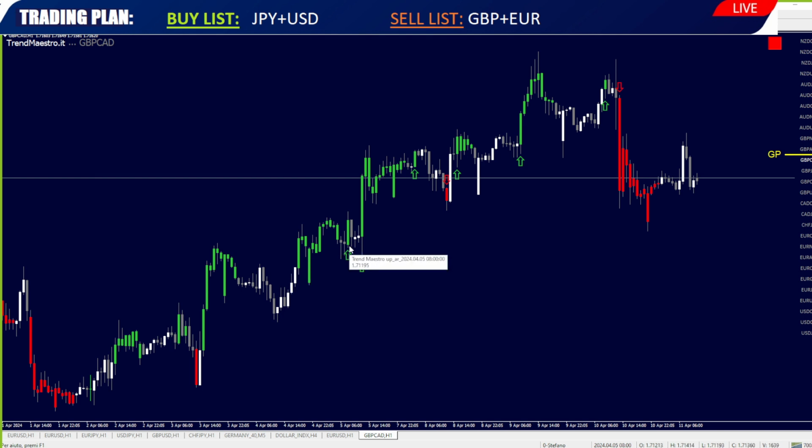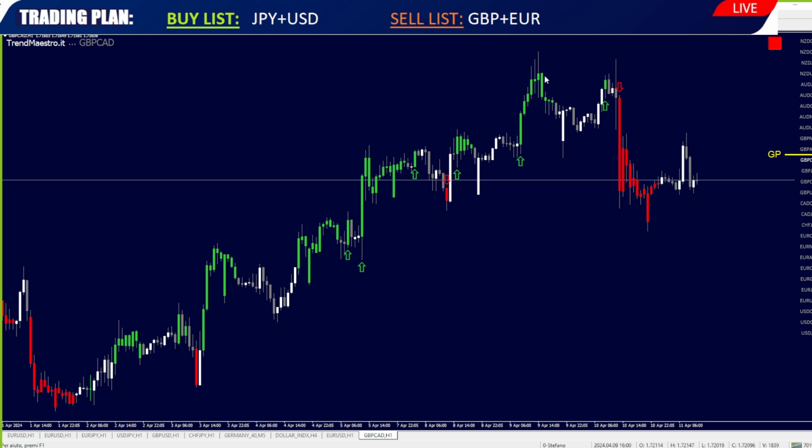Second chance entry with this arrow. Another chance entry here. Another chance entry here. And then we go to the short, very well signaled. Also, I have a fake maximum here, a new max with a non-color bar, which anticipated a short signal. So TRENDMAESTRO helped me.